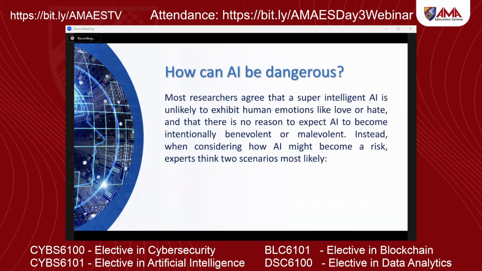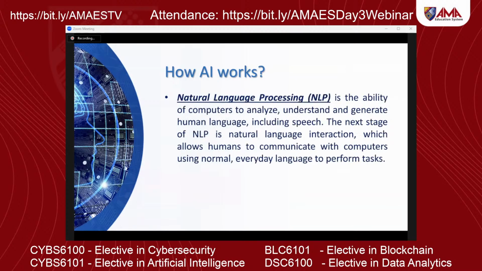So tomorrow we will have a deeper and in-depth discussion about the different major subfields of artificial intelligence.